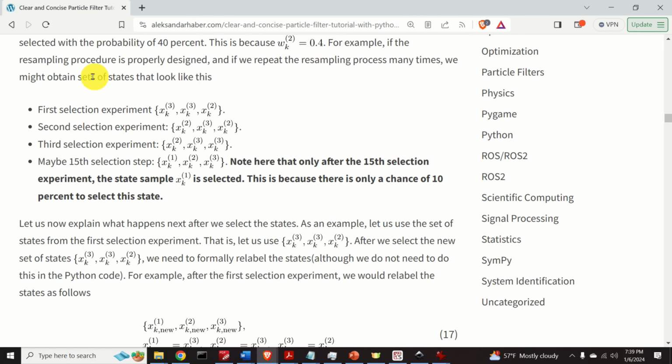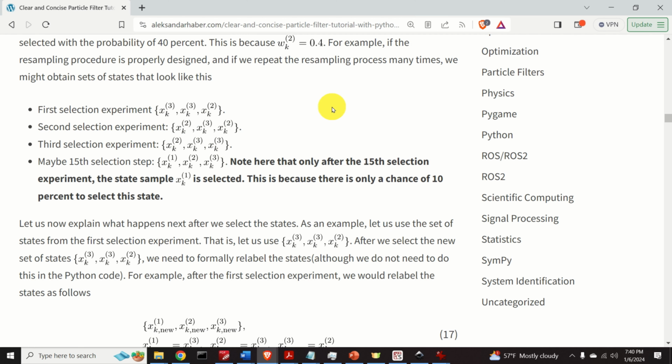For example, if the resampling procedure is properly designed and if you repeat the resampling process many times, we might obtain sets of states that look like this. In the first selection experiment, we might obtain the following set: xk3, xk3, and xk2. Then, in the second selection experiment, we might obtain this set: xk2, xk3, and xk2. In the third selection experiment, we might obtain this set: xk2, xk3, and xk3. Notice over here that during the first 3 selection experiments, we didn't draw a sample of xk1.